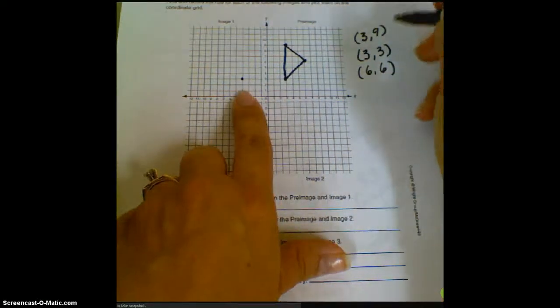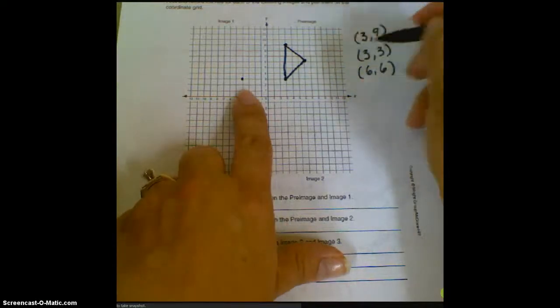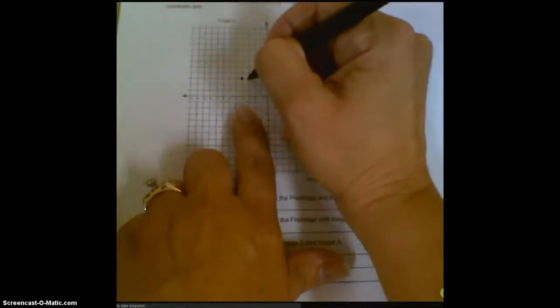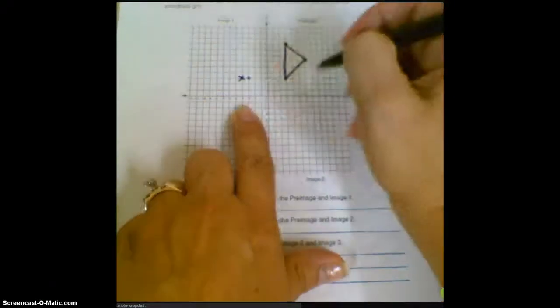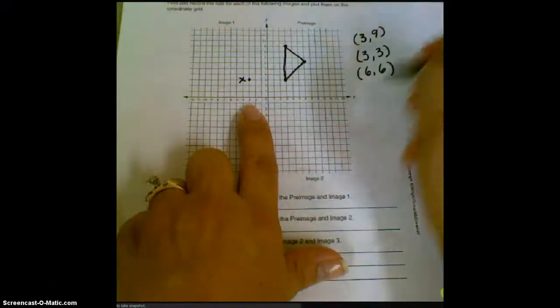And so now I have a 3, 3 for that one, but it's not really 3, 3. Oops, I put it in the wrong spot. Right here. Cross that one out. It's a negative 3, 3 for this side. Negative 3, and then I went up 3.